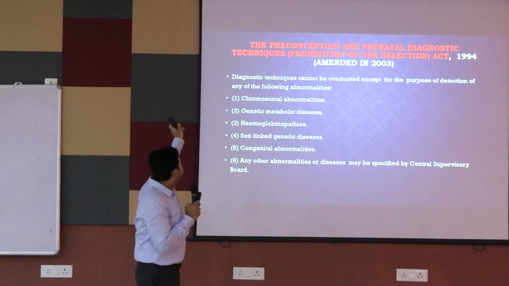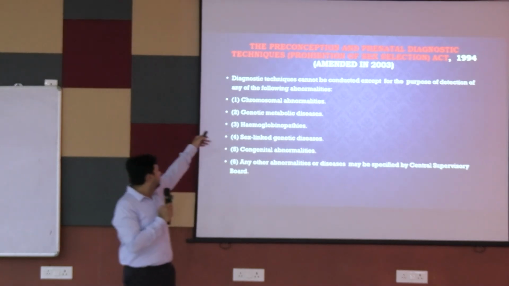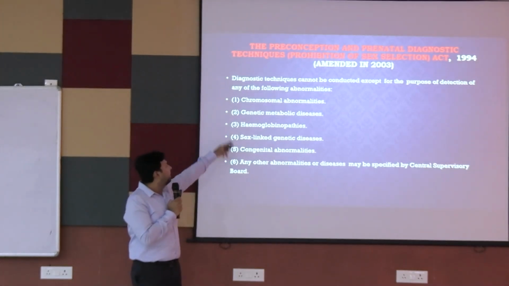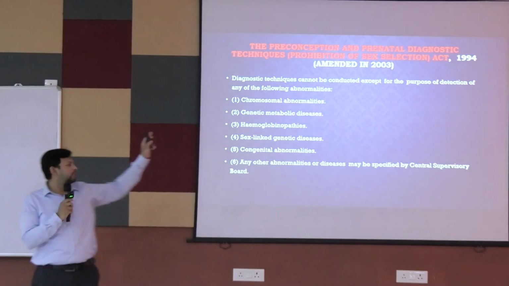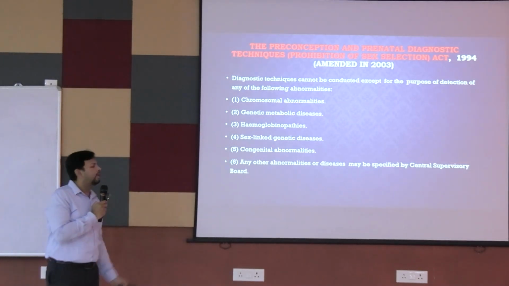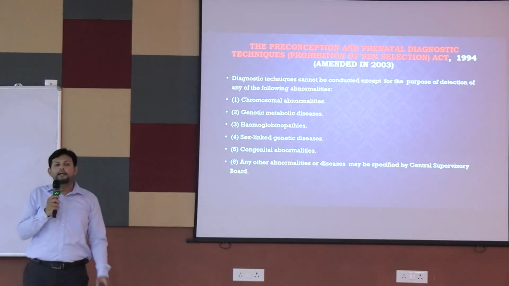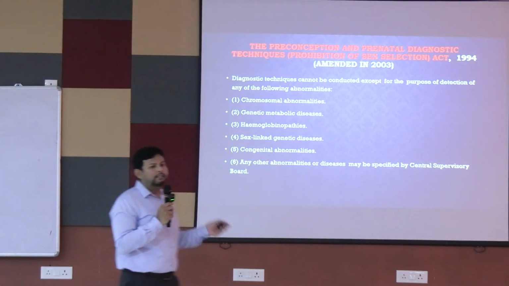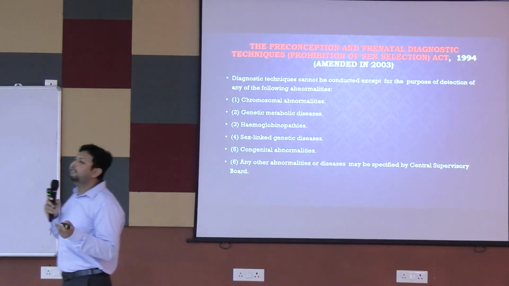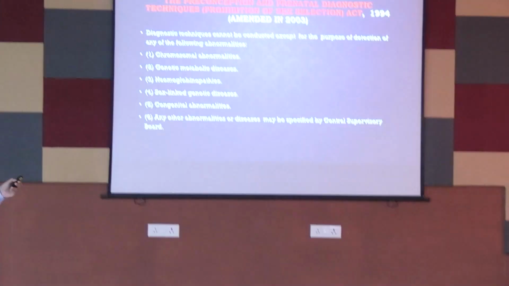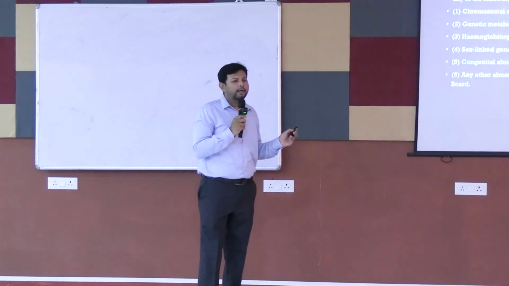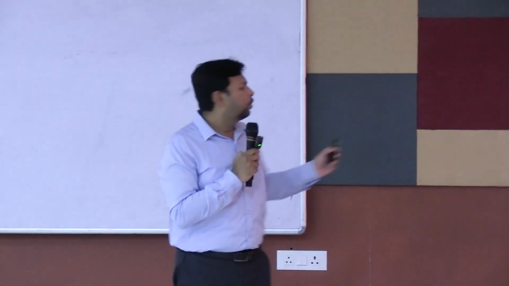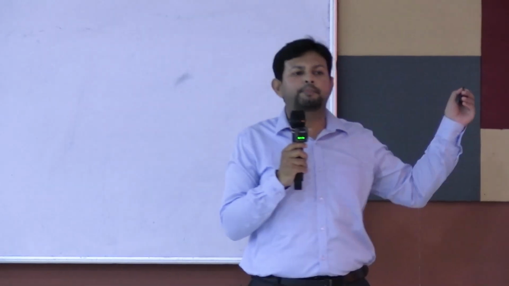Okay. So there are certain scenarios, six of them that I have given here, in which one can conduct the techniques. In case of chromosomal abnormalities, genetic metabolic disease, hemoglobinopathies, or any disorder where the life of the child is endangered, in those scenarios one can go for the techniques. Otherwise, it is prohibited. So the question may come: in which scenarios can the PCPNDT Act be bypassed? In these scenarios. You should state all this.